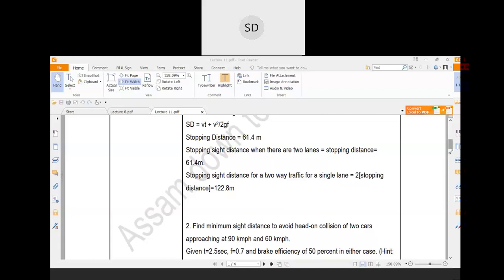So if it is clear, then find out the stopping sight distance for both the speeds. So you have to find out stopping sight distance for 90 km per hour speed and stopping sight distance for 60 km per hour speed. So find out the stopping sight distance for both the speed parameters.